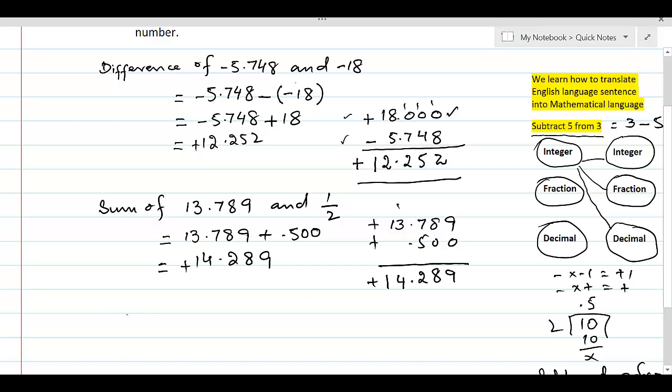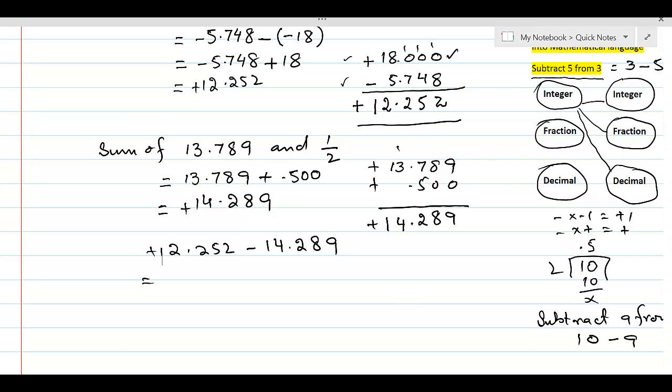So 12.252 minus 14.289. Again, we need to perform this operation, and obviously when there is no sign, then there is a positive sign, but this number already is positive. Because we are doing this calculation manually, we are going to write it vertically, and which number will go on the top? Right, the bigger number, and that is minus 14.289, and then plus 12.252.